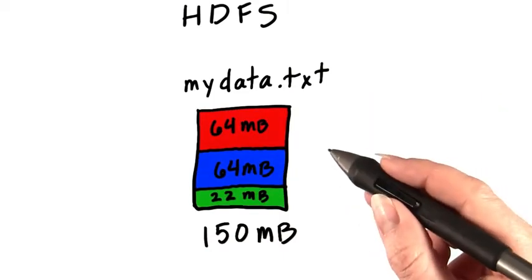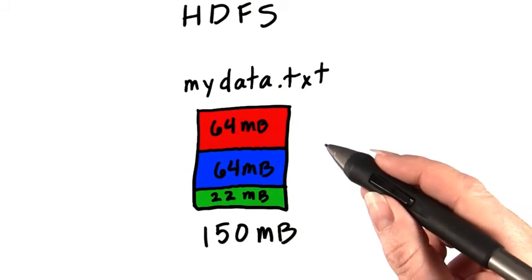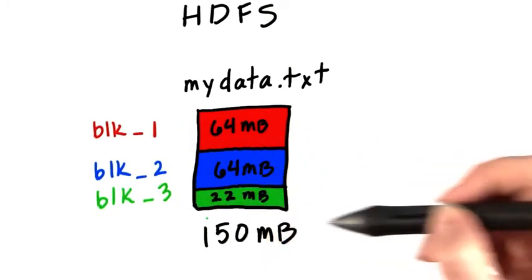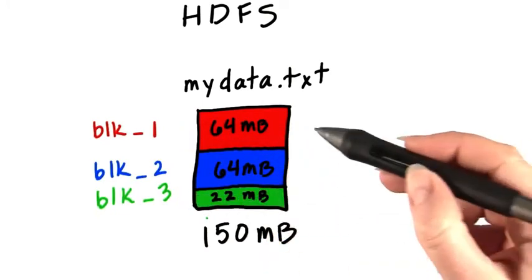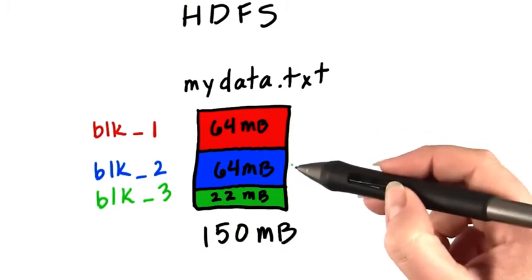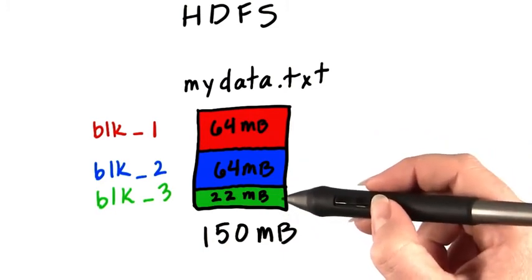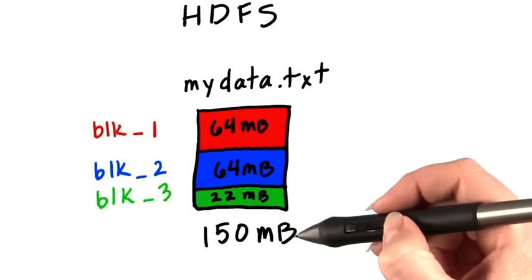Each block is given a unique name, which is BLK, an underscore, and a large number. We'll call ours block 1, 2, and 3. And in our case, the first block is 64 megabytes, the second block is 64 megabytes, the third block is the remaining 22 megabytes to make up our 150 megabyte file.